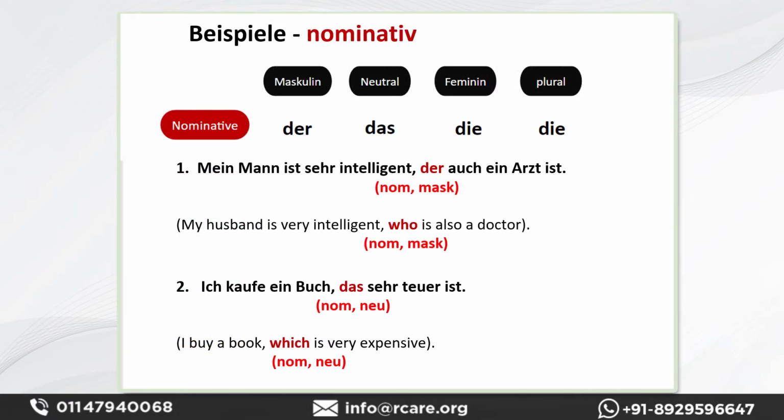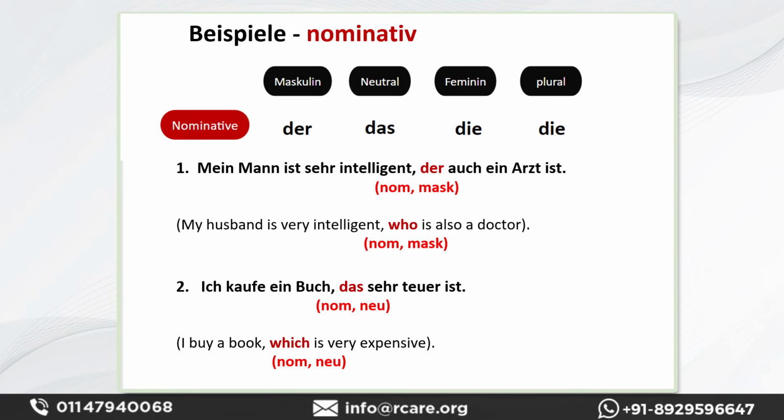Let's move ahead to the examples so that you can understand the topic better. The first example is in nominative case. Mein Mann ist sehr intelligent, der auch ein Arzt ist. My husband is very intelligent, who is also a doctor. In the second sentence, my husband is a doctor, so we are talking about the person only. It is the subject and it is in nominative case masculine, so we have taken the article there.